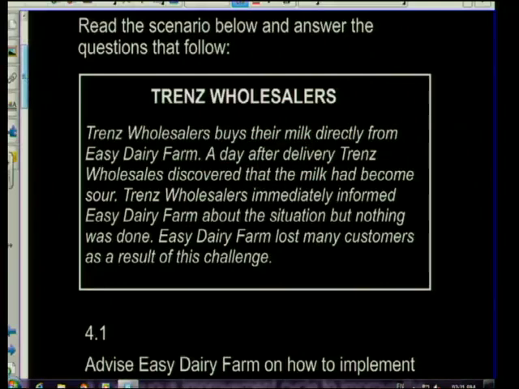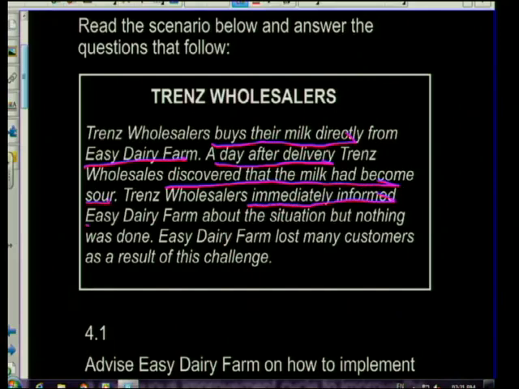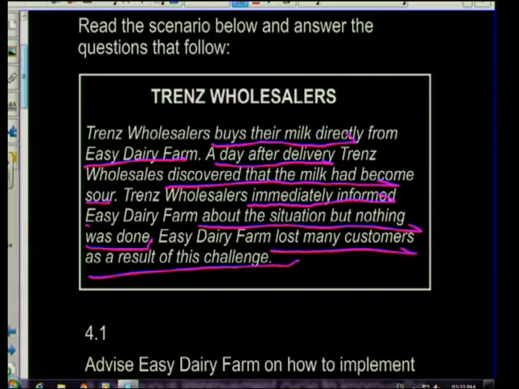This is Trends Wholesalers. They buy their milk directly from Easy Dairy Farm. A day after delivery, Trends Wholesalers discovered that the milk had become sour. Trends Wholesalers immediately informed Easy Dairy Farm about the situation, but nothing was done. Easy Dairy Farm lost many customers as a result of this challenge.